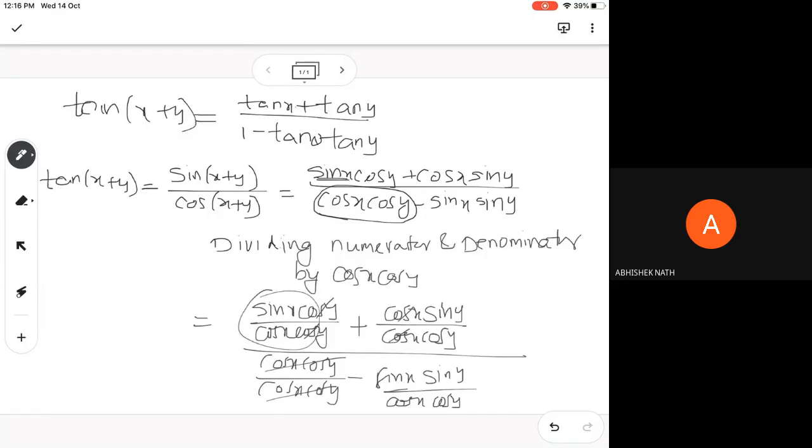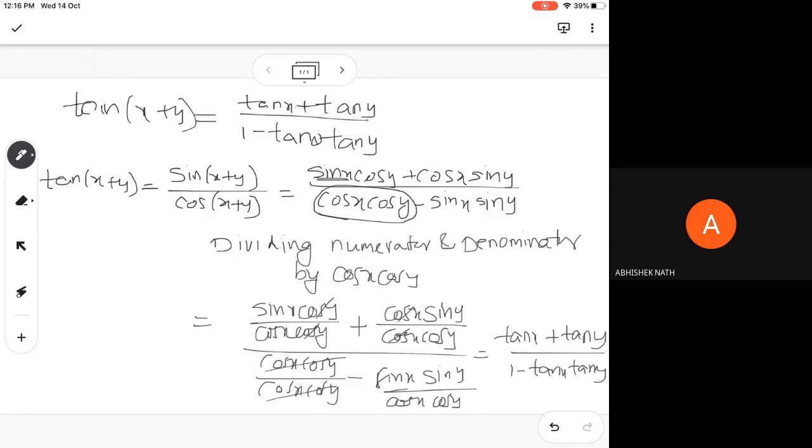So we are going to get here tan x, this will be tan y, this is 1, this is tan x tan y. So you can write this as tan x plus tan y by 1 minus tan x tan y.